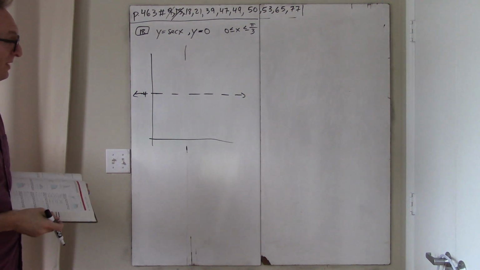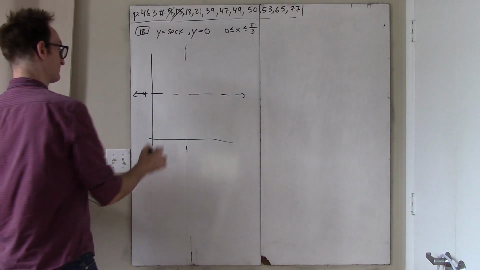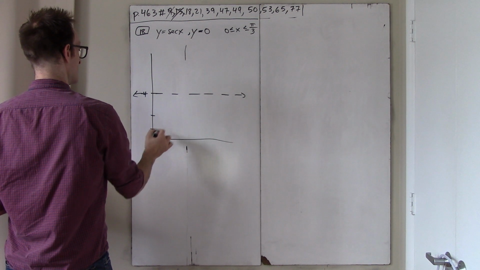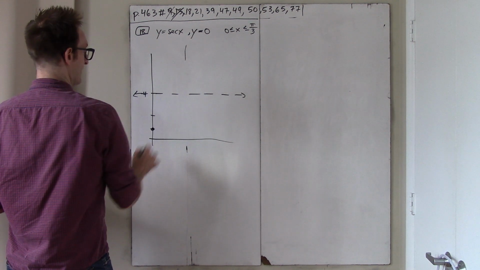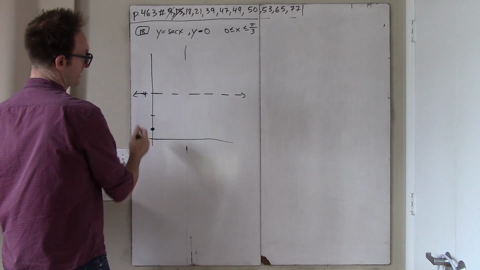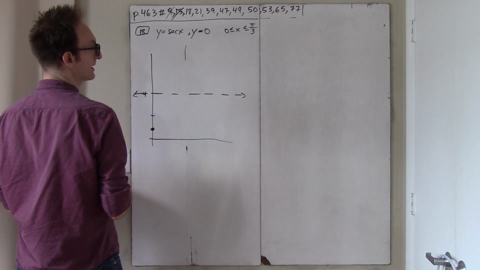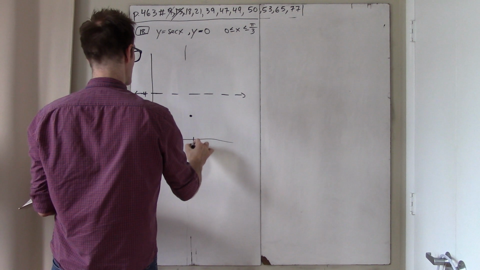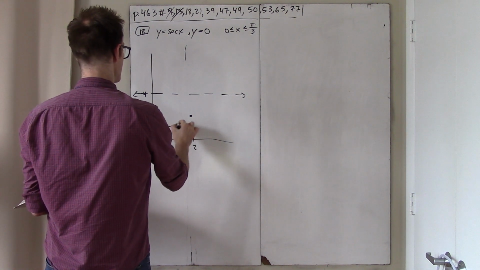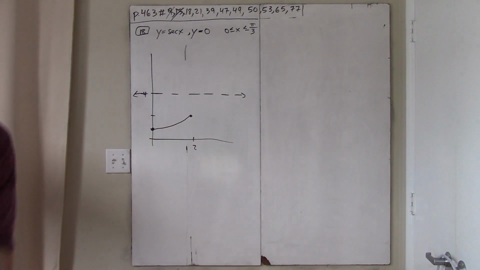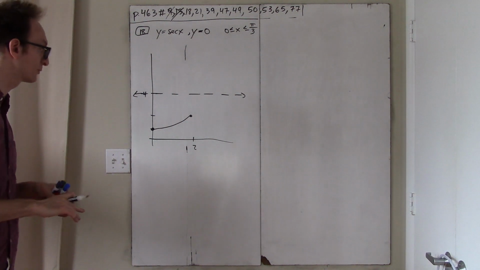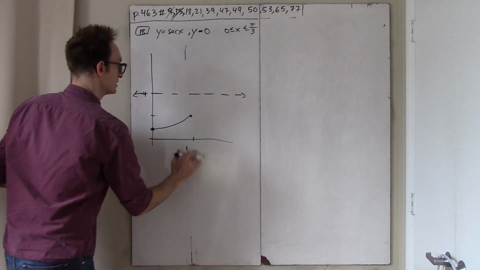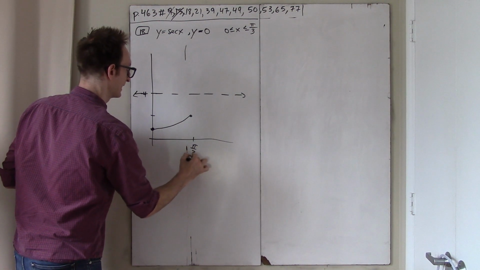And, well, secant of 0 is 1, and secant of pi over 3, okay, so picture kind of not to scale here, secant of pi over 3 is 2. So that's 2. So this is the graph of secant on the interval from 0 to pi over 3.